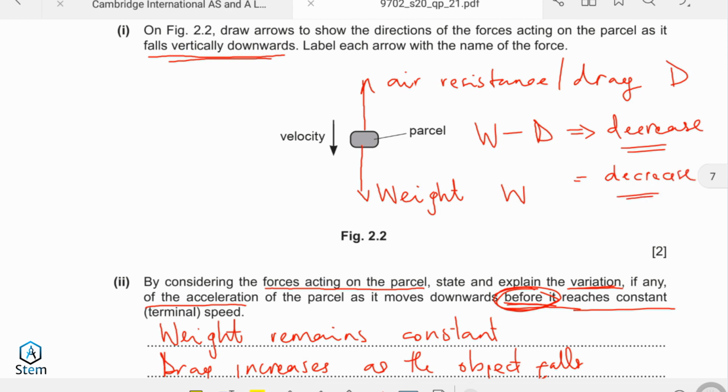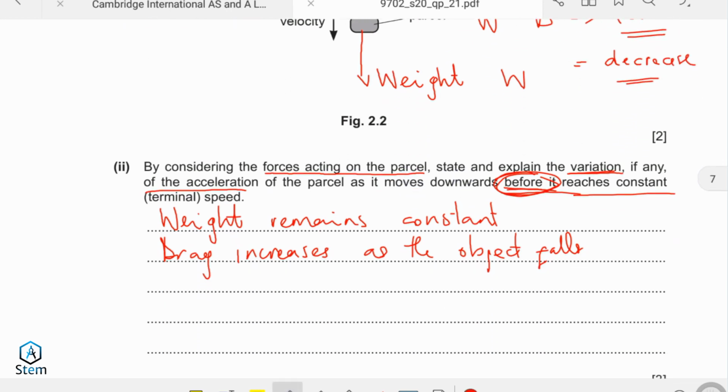So we can finally say resultant force decreases and acceleration decreases as well. So those are notable events which happen before we reach terminal velocity. When we reach terminal velocity, acceleration would be 0, which means it has decreased from 9.81 until it got to 0. All right.